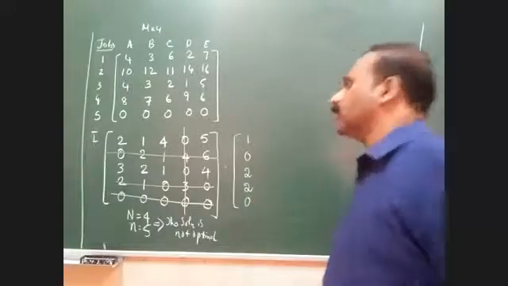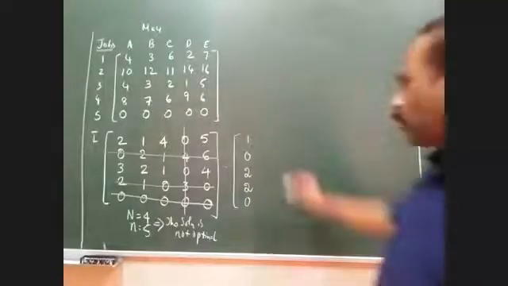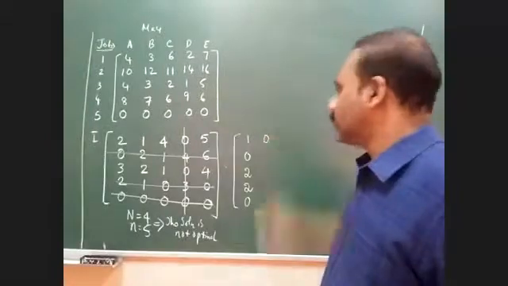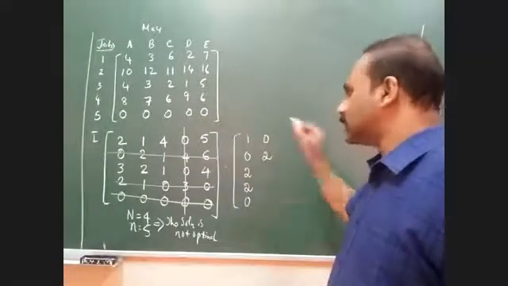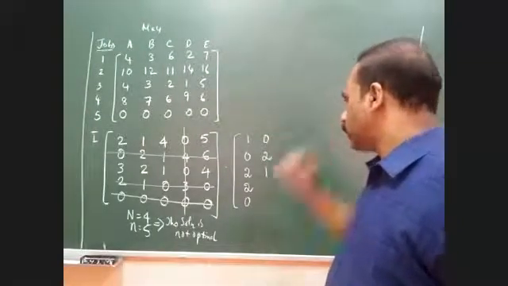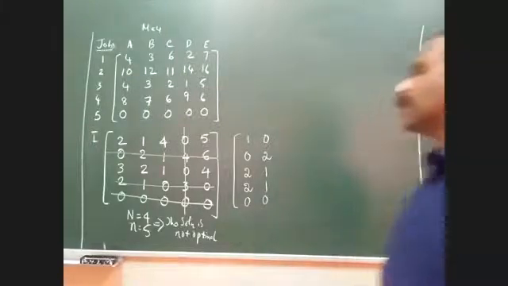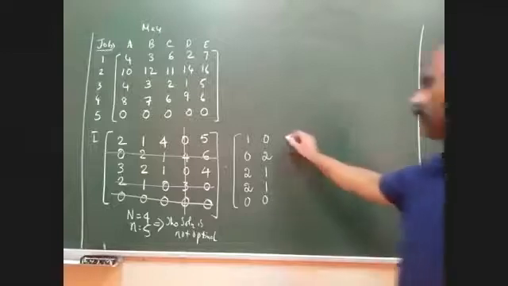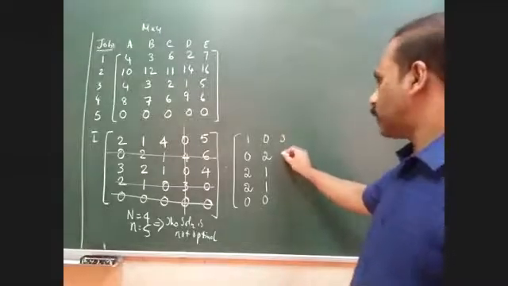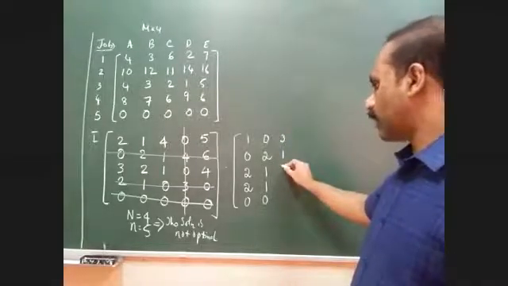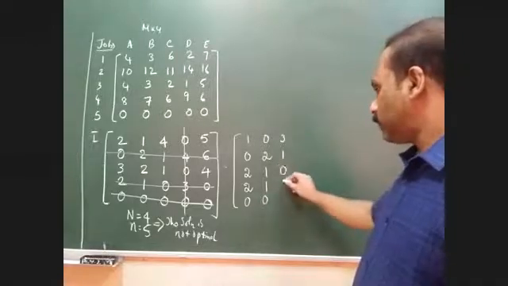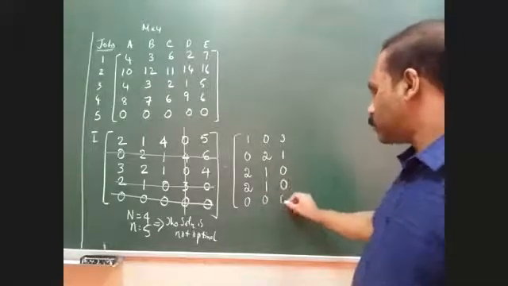Okay. Now we'll move on to the second column. In the second column, the first value will become 0. The second value will remain as it is. The third value will become 1. The fourth value is again the same, and the fifth also remains the same. Now coming to the third column, the first value becomes 3. The second value remains the same. In the third column, the third value becomes 0. The fourth remains the same, and the fifth also remains the same.